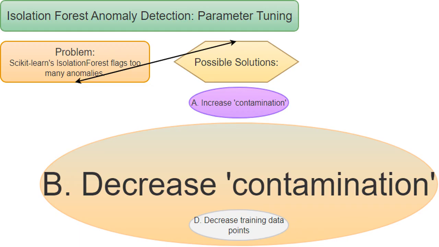This would actually make things worse. Decreasing this parameter would make the model even more sensitive to anomalies, increasing false positives. That's not what we want. We need to be more generous with the model's allowance for anomalies.